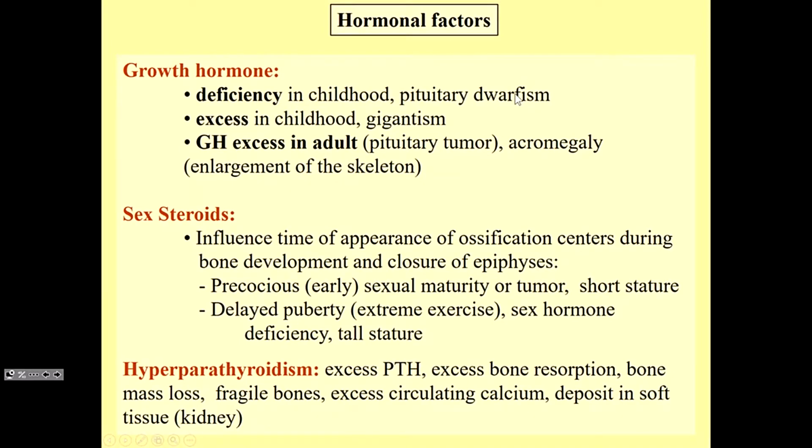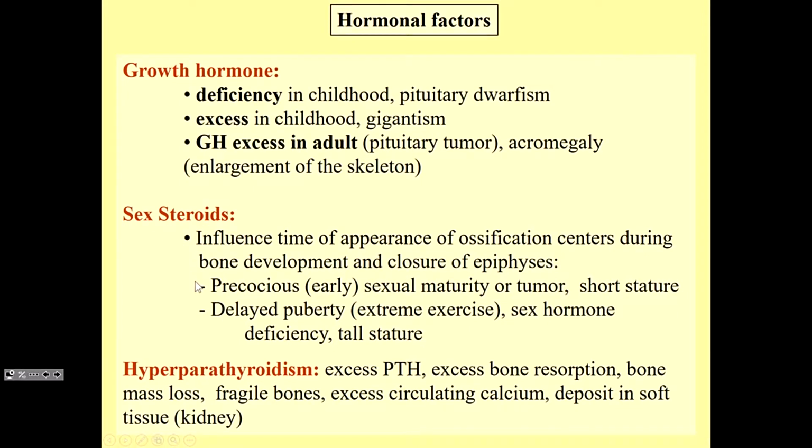Okay, there's multiple causes of dwarfism. One of them would be here. If you have an excess of growth hormone in childhood, you could have giantism, as the name implies, the child will be very tall. Or as an adult, if you have an excess of growth hormone, which quite often is caused by a tumor of the pituitary gland, because that's where growth hormone is synthesized and secreted, this can lead to acromegaly, which is an enlargement of the skeleton.